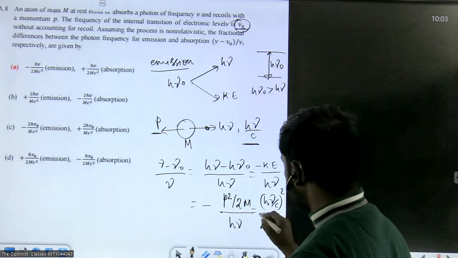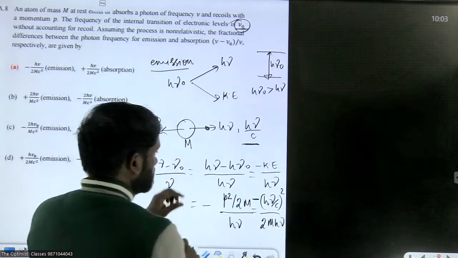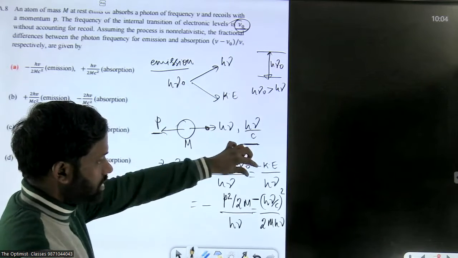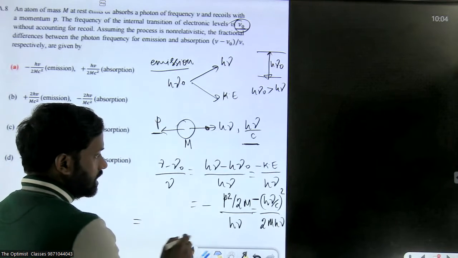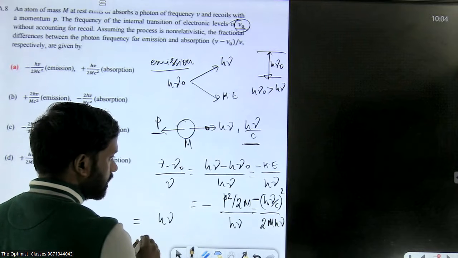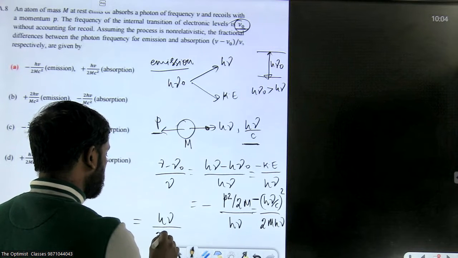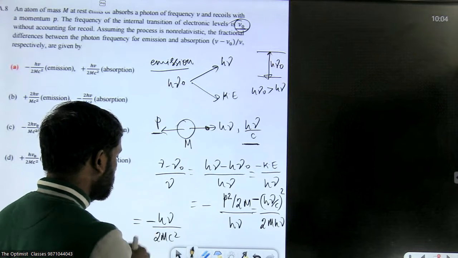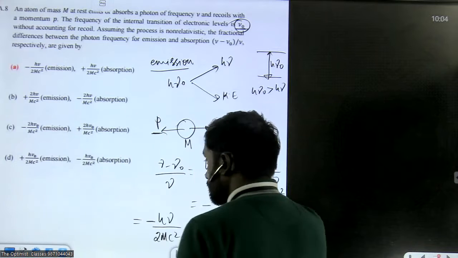So one h nu will cancel out and there is a negative sign. See, this term is smaller, this term is bigger, so that's why this is the negative of kinetic energy. Okay, so finally one h nu will cancel out, so we'll get h nu divided by 2m c square with a negative sign. So in case of emission we have this.